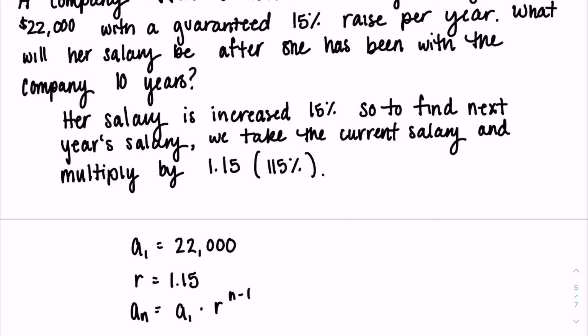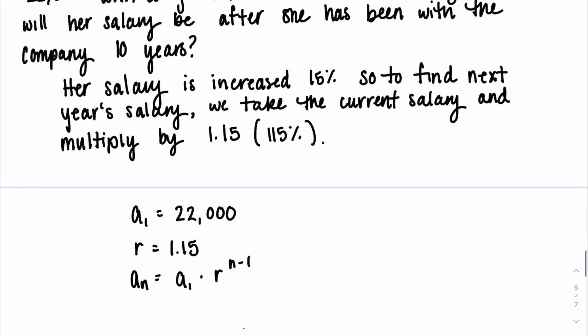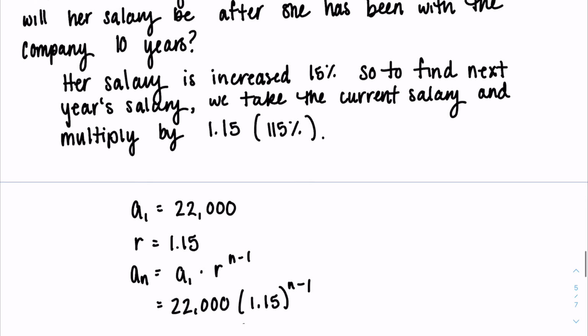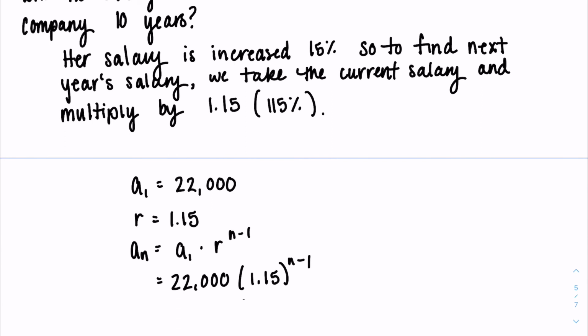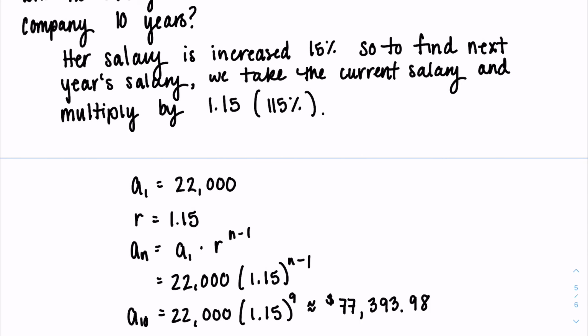So the nth term is the first one times r to the n minus 1. That's 22,000 times 1.15 to the n minus 1. If we want to see her salary after 10 years, we plug in a10. So it's 22,000 times 1.15 to the 9th. If you plug that in, her salary is going to be $77,393.98. And if she stayed there another year, she'd get another 15% raise. You multiply by another 1.15.